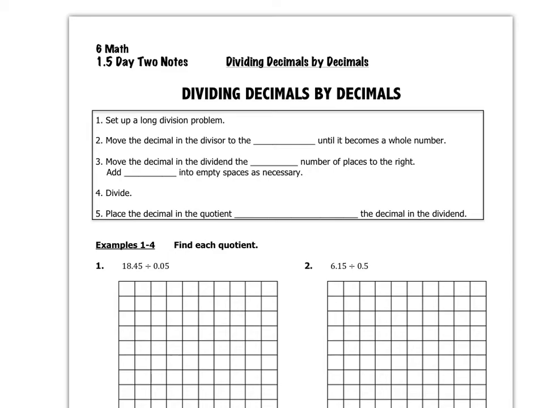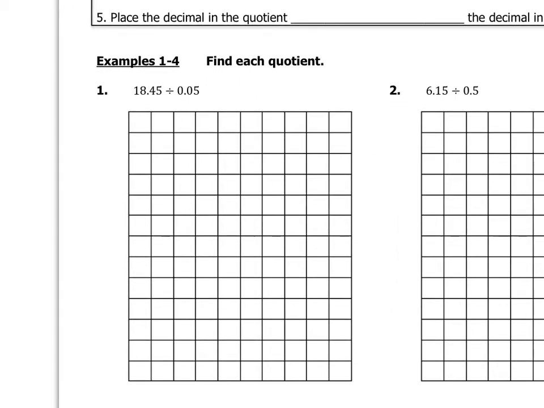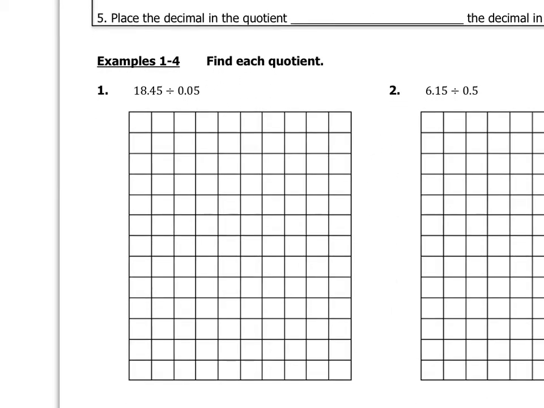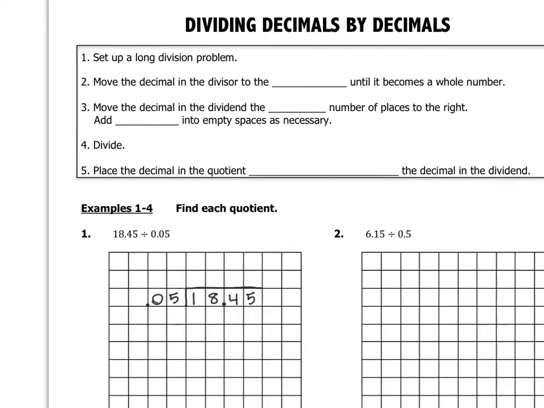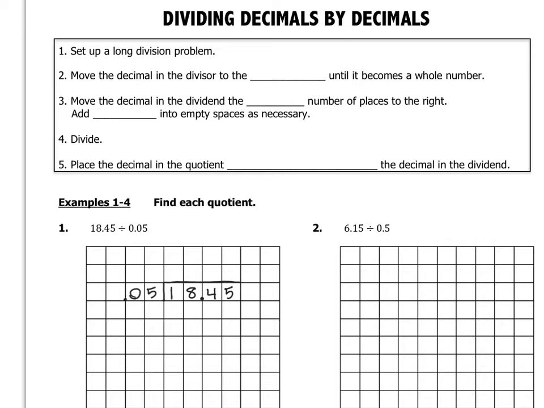So we're going to start here with number 1 with the problem 18.45 divided by 0.05. I'm going to set this up just like I did in the last video. 18.45 is my dividend, so it goes inside my long division house. And this time the divisor is also a decimal, and we have 0.05. Now let's look at these steps that I have up in this box. The first step, number 1, set up a long division problem.